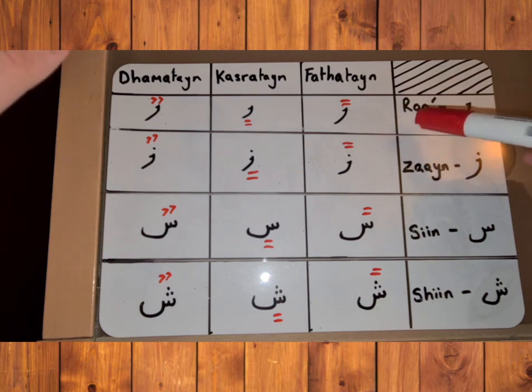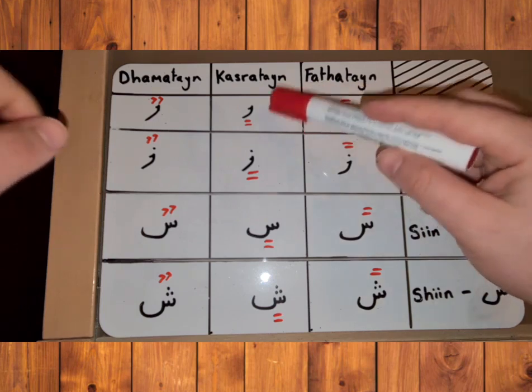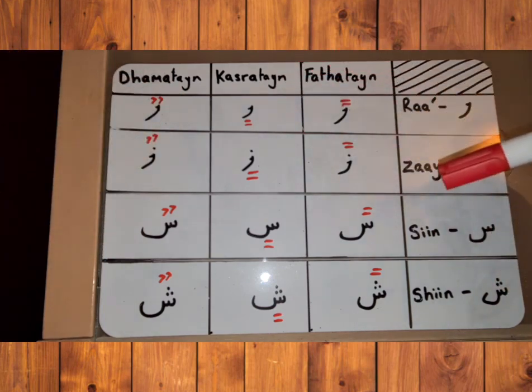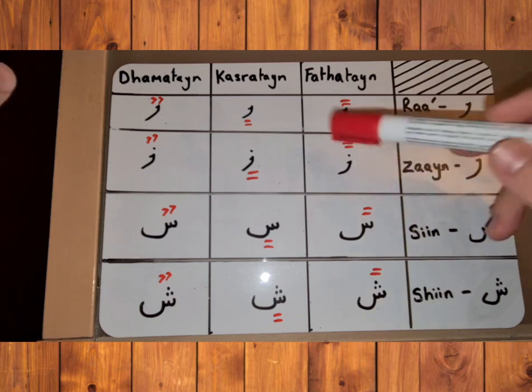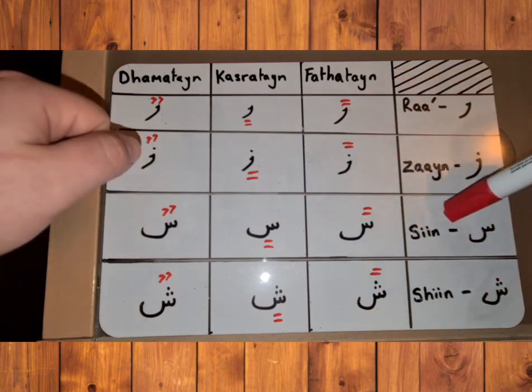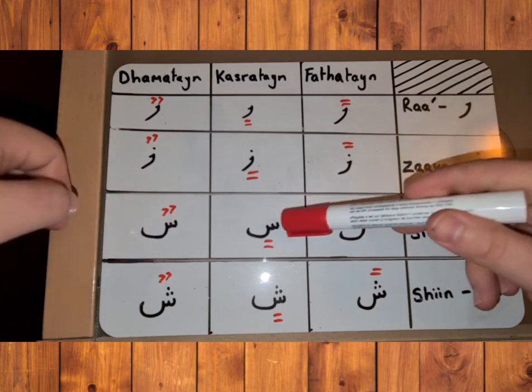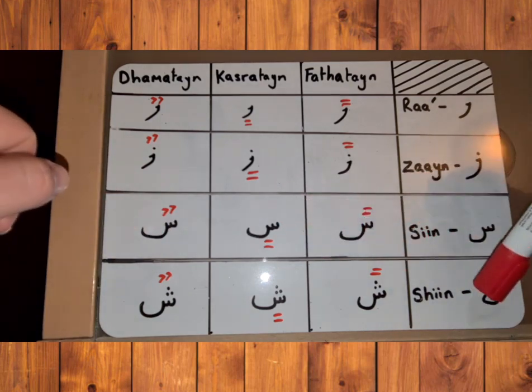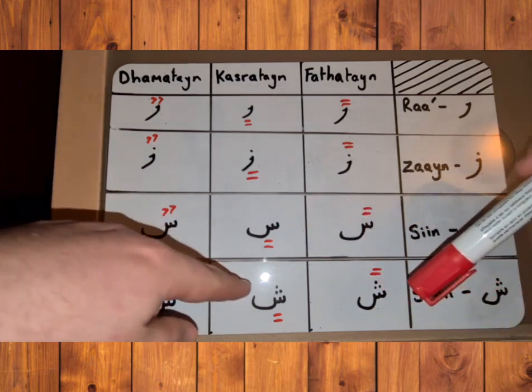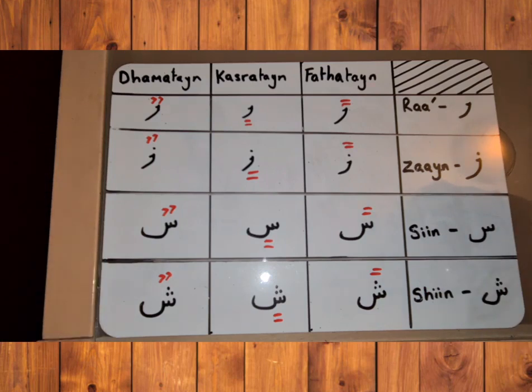Okay, so for ra, we've got ran, rin, run. For zain, we've got zan, zin, zun. For sin, we've got san, sin, sun. And for sheen, we've got shan, shin, and shun.